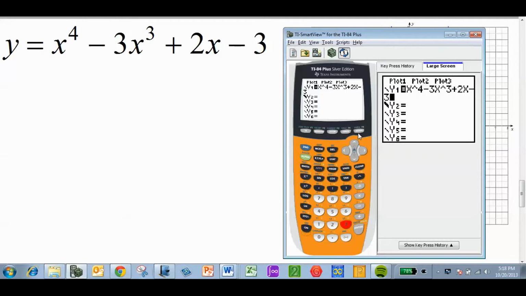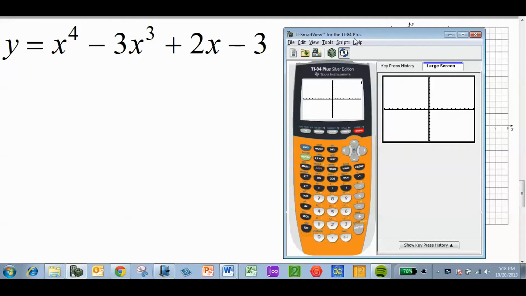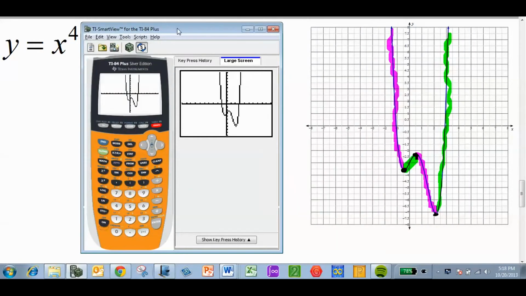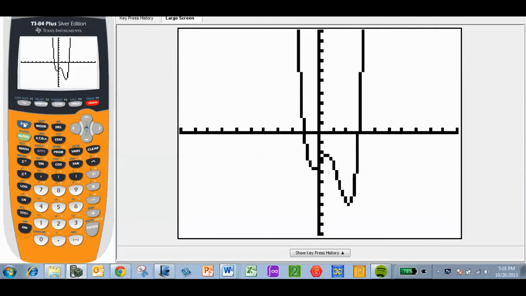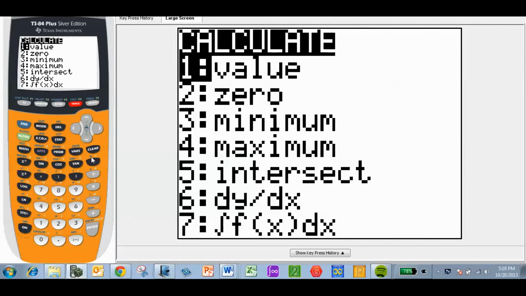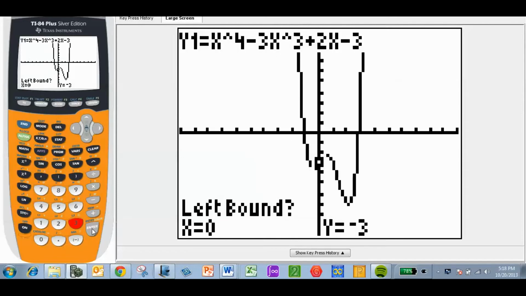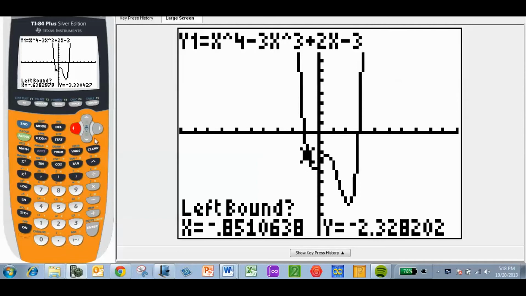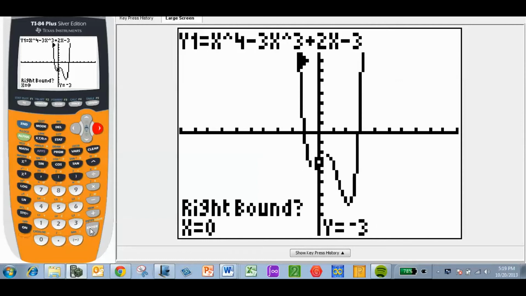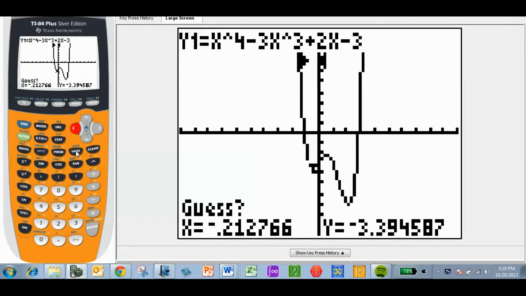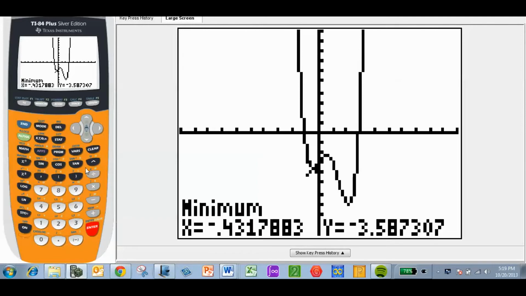So you get it all typed in there and you just graph it. And you can see pretty much what I have on my screen here. So I'll zoom in on it and I'm just going to simply calculate these values. I'm going to go second trace, which is the calculate menu, go down to minimum. Minimum is the 3rd option, I just press 3. So I'm going to look for this minimum right here. I'm going to go to the left of that, press enter. To the right of that, press enter. And then press enter on somewhere close to it.